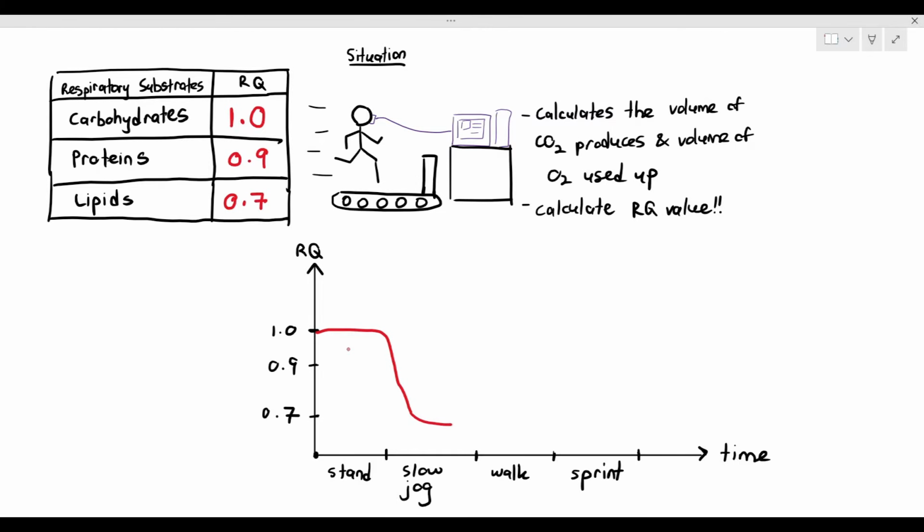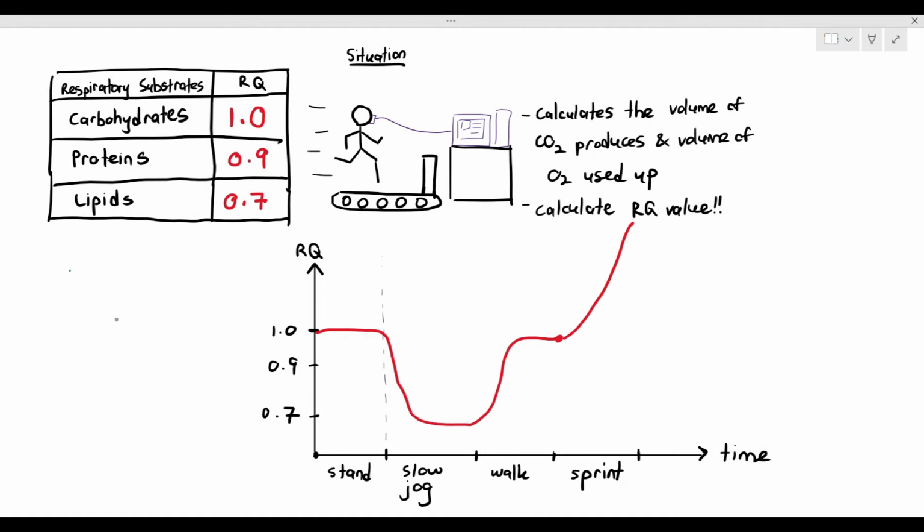When the person was standing, the RQ value was 1, and when the person started to do a slow jog, the RQ value quickly decreased to 0.7. When the person was asked to walk, it switches back to 1.0. But when the person was asked to sprint, the RQ value suddenly started going up. So this is quite peculiar. Now you might be thinking, oh, I thought RQ values are only supposed to be between 1.0 and 0.7. Why is it suddenly going above 1.0? Well, let's talk about it.